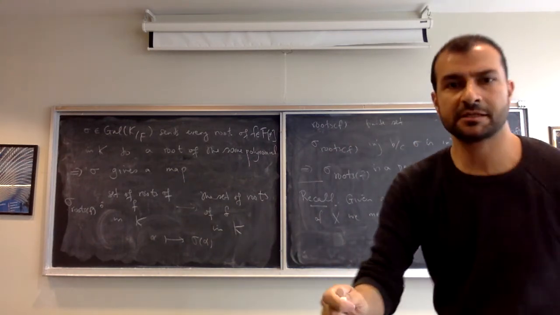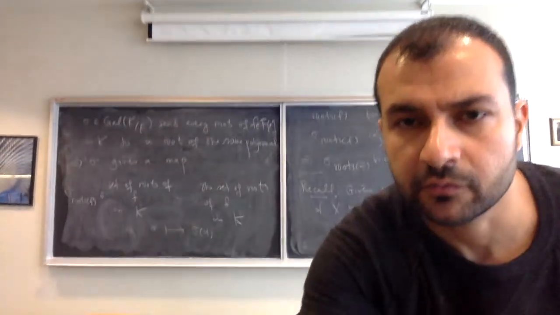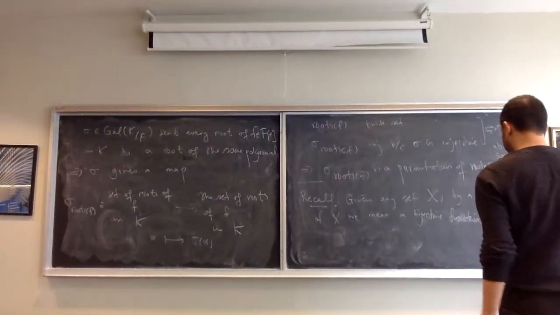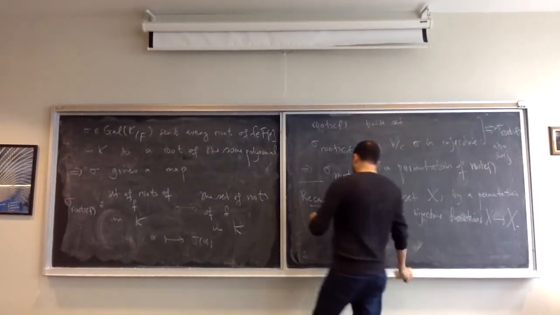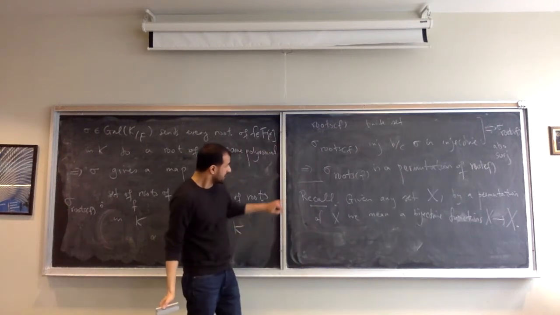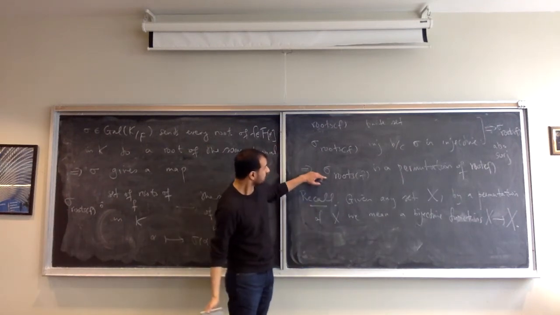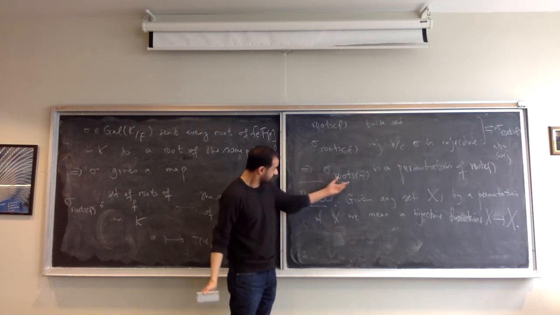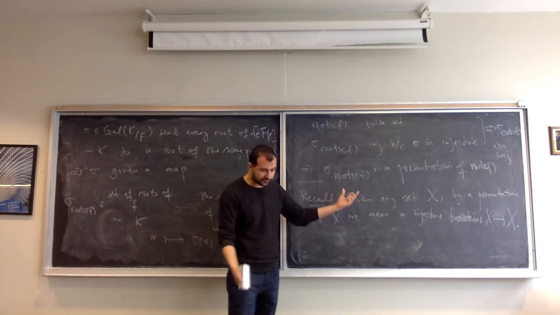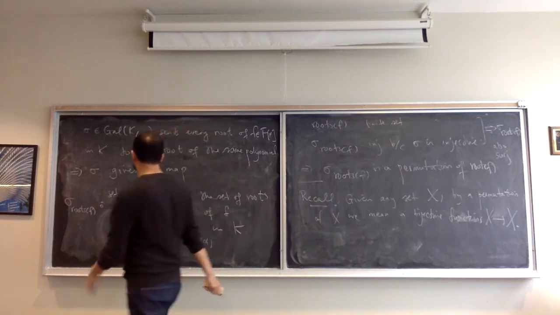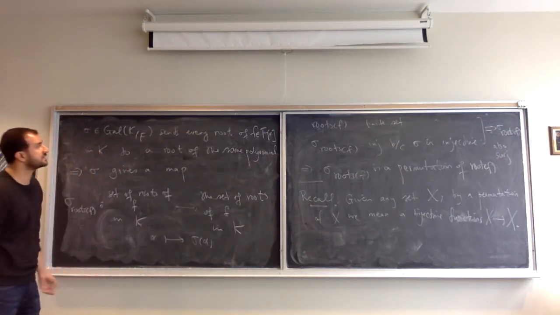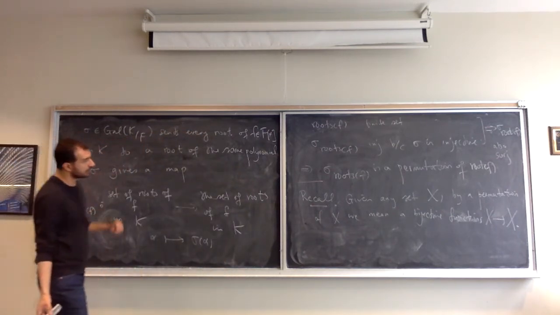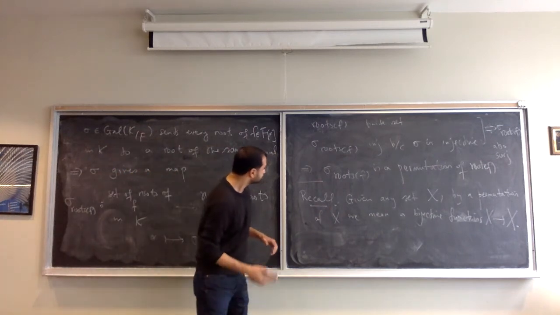So I just want to make sure that we're not losing the camera. So sigma permutes the set of roots of f. This was for any polynomial f with coefficients in our field F. Okay, very good.